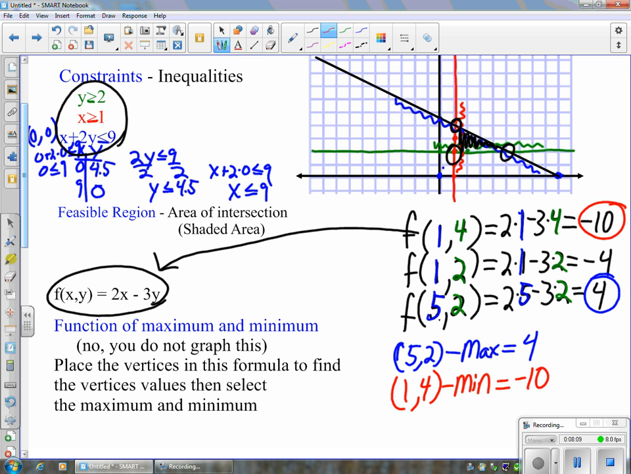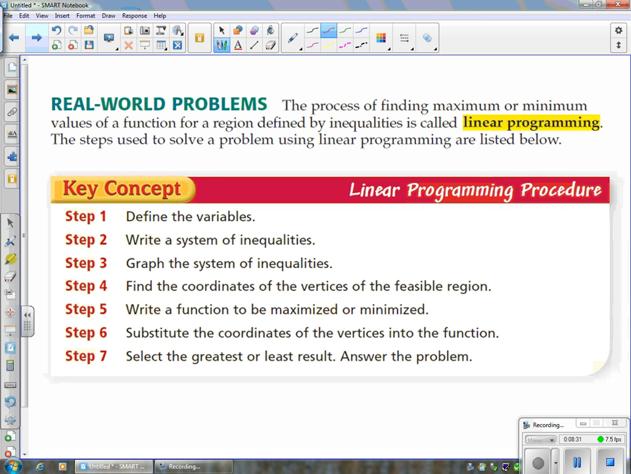So that's how you find the maximum and minimum value. First, graph the equations. Find your feasible region that's shaded. Find the vertices or the corners of those points. Place those points into your function. And then pick which is the maximum and minimum. Remember, when you get into linear programming, they're going to give you story problems, and this is what you want to follow. Very intuitive. It just becomes a lot of steps.